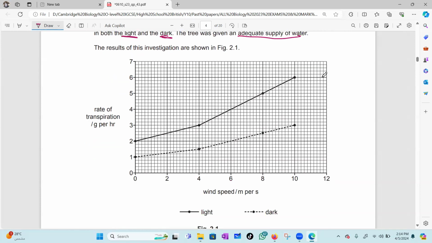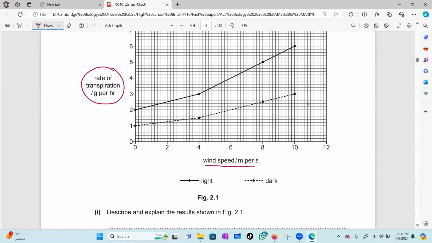You have any graph, immediately you will look at the x-axis. You have the wind speed in meters per second. The y-axis, you have the rate of transpiration in grams per hour. And then you have a key. You have 2 graphs. The solid line means the plant is in the light, and the dashed line means the plant is in the dark. And it is very obvious that the rate of transpiration in the light is generally higher than if it was in the dark. Okay.